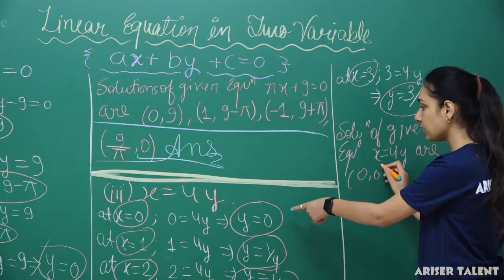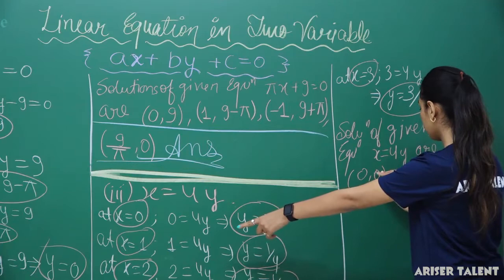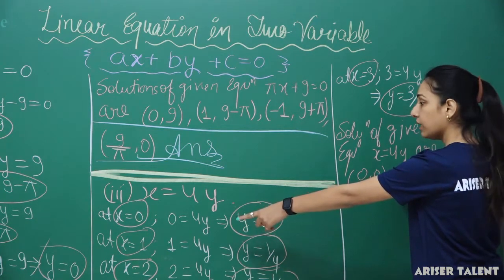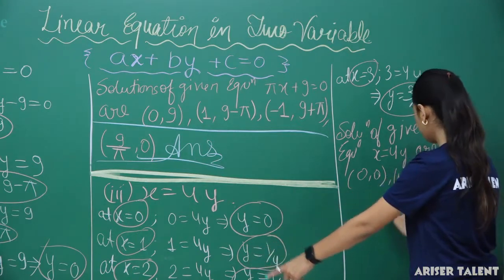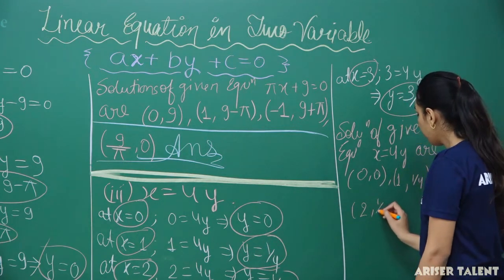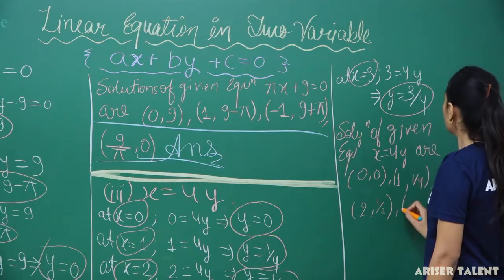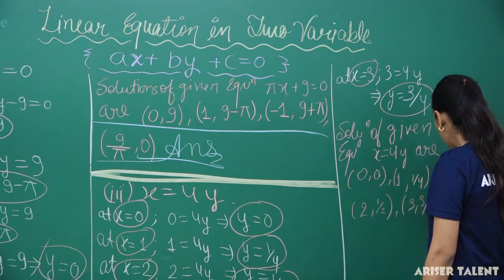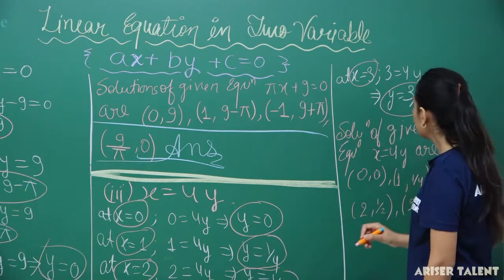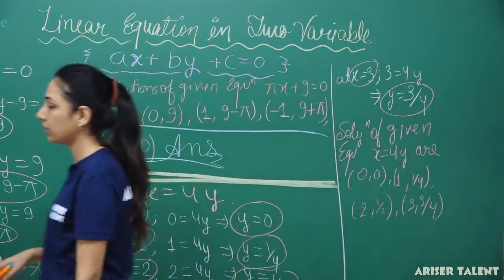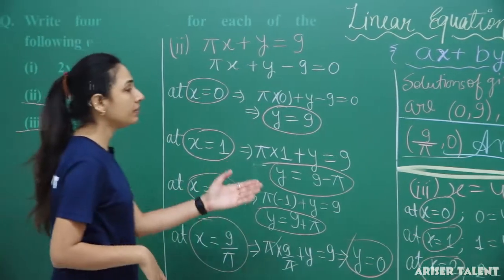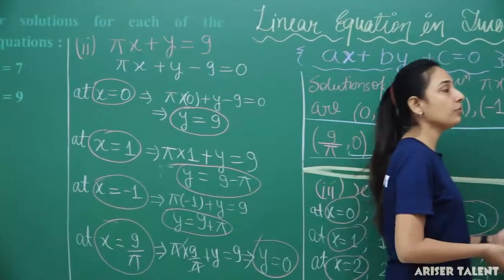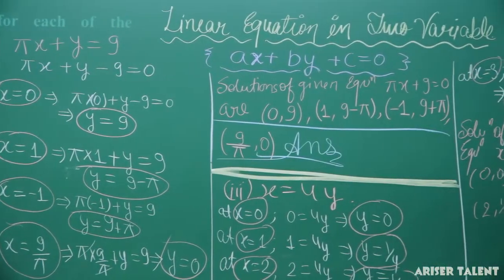And what are the solutions? 0, comma 0, then 1, comma 1 by 4, okay, then 2, comma 1 by 2, then 3, comma 3 by 4. These were your solution. Note it completely, the second and third part. Note completely so that we can move towards the next question, right guys?